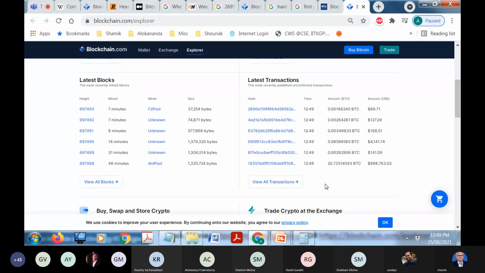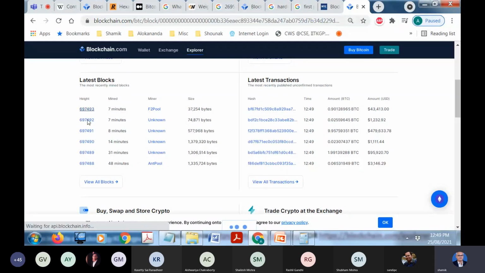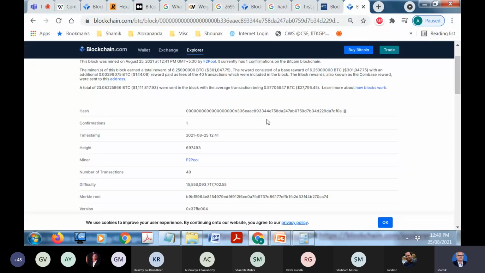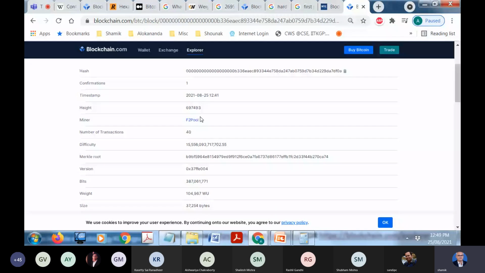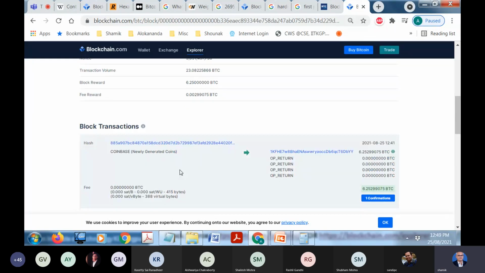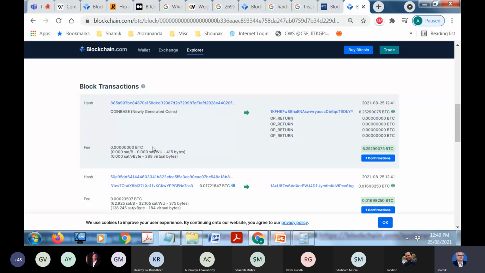Now, if I click on any one of the latest blocks, I see the details of that block. There is a hash and then some details; this part is all about the block header. Then you have all the transactions. The first transaction talks about the new coin. Because this block was mined, the one who mined it first got a payment, and this payment is 6.25 Bitcoin.